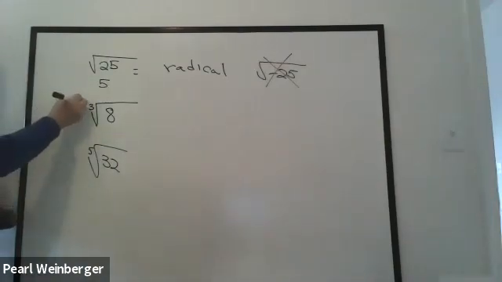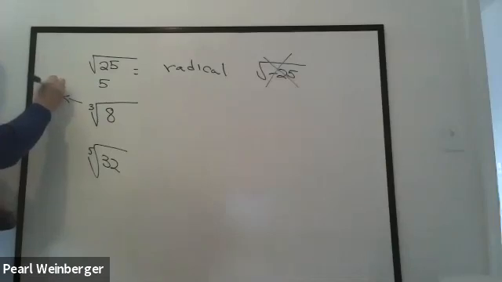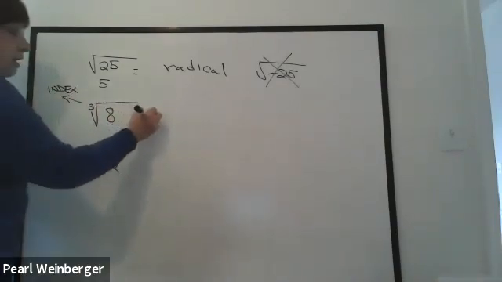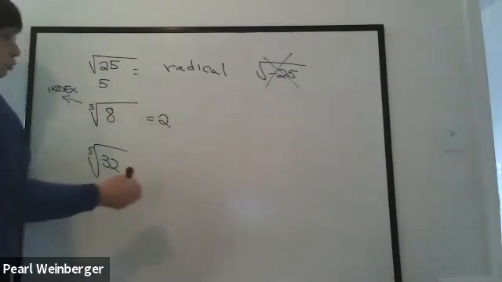That number is called the index of the radical. If you see something with an index of 3, this is read the third root of 8, or sometimes also the cube root of 8, and it means what number times itself 3 times will give me 8, and obviously that answer would be 2.